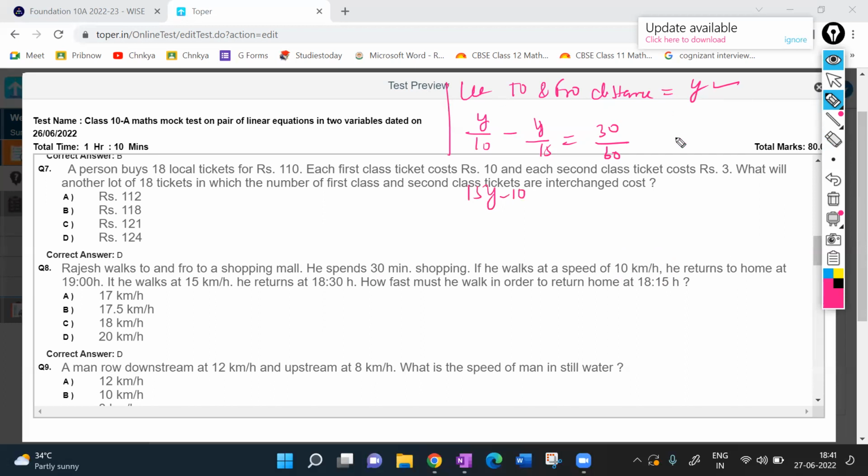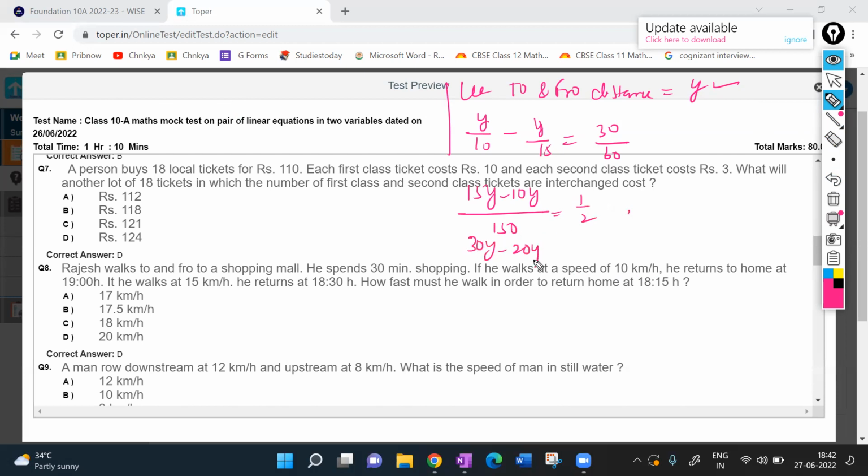Distance is y. So what is distance by time? Distance by time is speed. That is what I'm talking about. So y by 10 minus y by 15 is equal to 30 by 60, which is nothing but 1 by 2. Can I write? So 3y minus 2y is equal to 30.